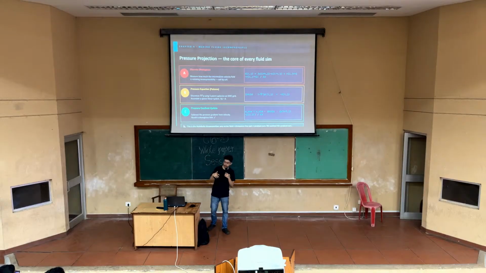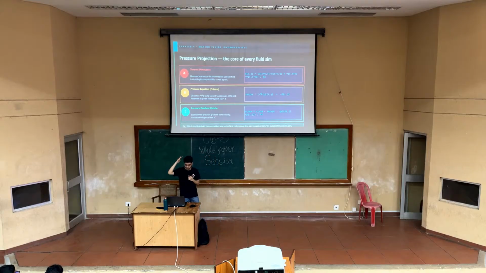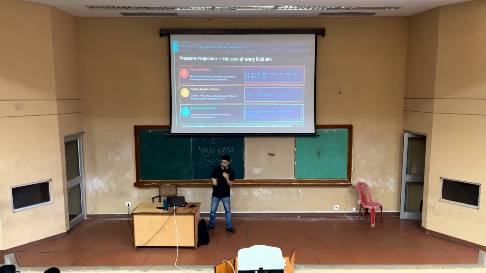It turns out from the Navier-Stokes equation that pressure satisfies this relation. This is called a Poisson equation. So we would solve for that pressure and then apply the pressure gradient onto the velocity so that the velocities are incompressible.